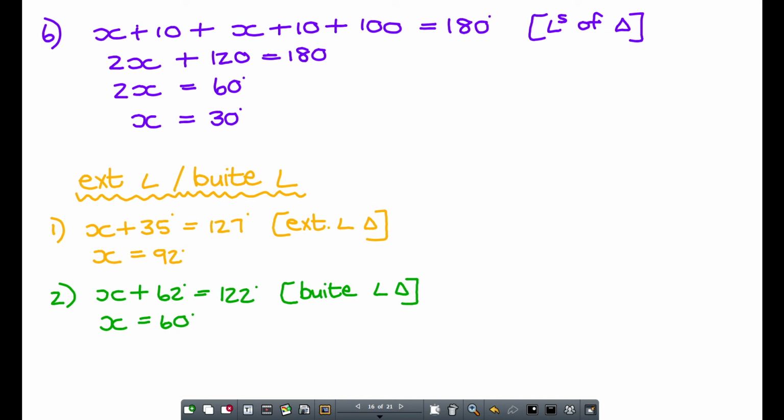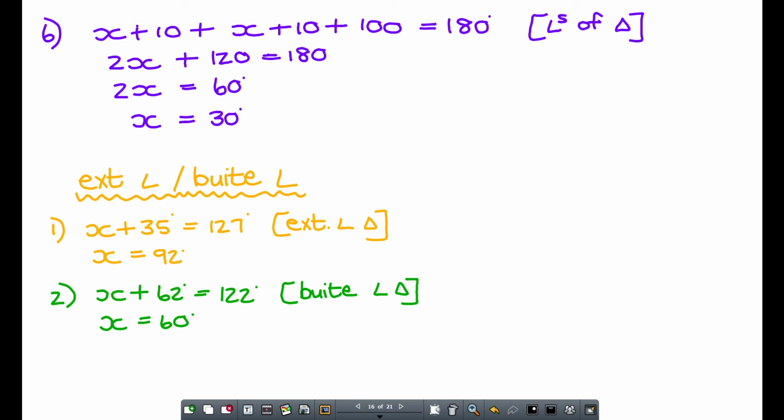Then I simplify to get 2x plus 120 is equal to 80. Now, that 20 degrees I took over, so it becomes minus 20, which means that I end up with 2x equal to 60. Now, how do I get rid of that coefficient of 2? I divide both sides by 2, so that's how I get to x is equal to 30. Okay, are we good? Right.